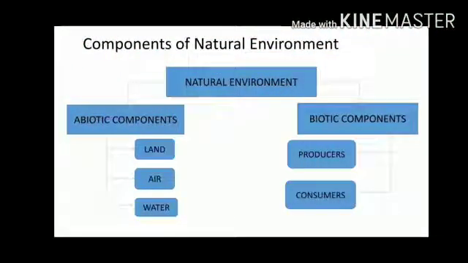Yes, the basic things that are common between you all, and the things that we all need to exist on earth, are land to live, water for survival, and air to breathe. So basically, these are the subcomponents of the natural environment. Natural environment has two main components, abiotic and biotic. Abiotic includes your land, air, and water, whereas biotic includes your producers and consumers. Now let's talk about these components in detail.